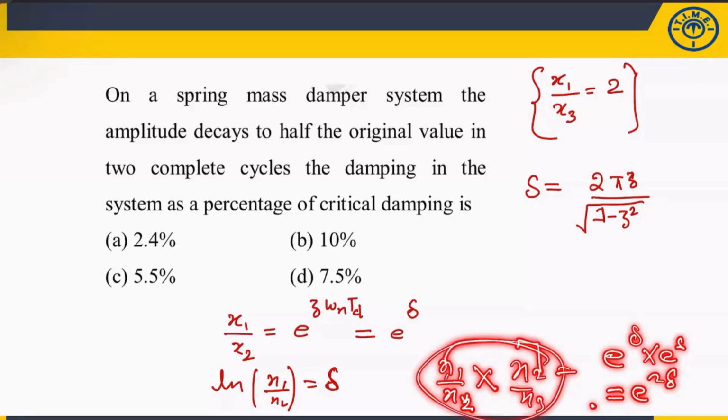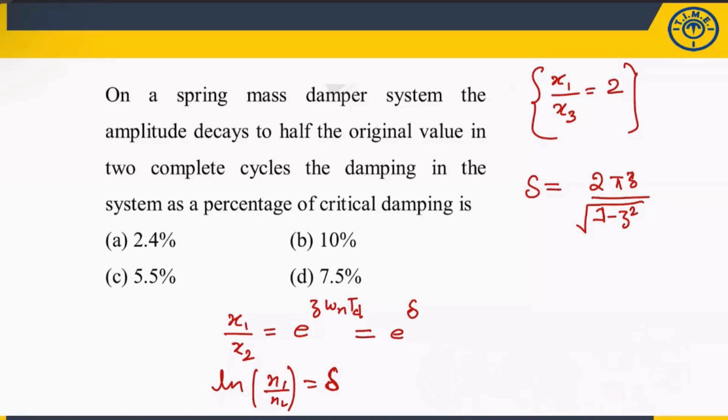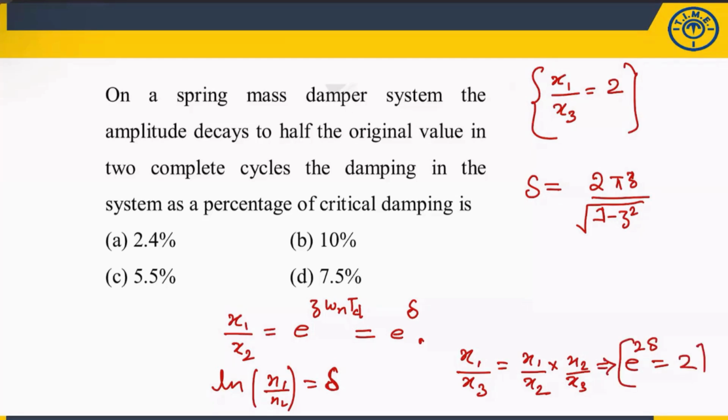Because I am taking 2 complete cycles, that's why I am using this. Suppose I want to write x1 by x3, it can be written as x1 by x2 into x2 by x3, which is equal to e to the power of 2 delta, and this value is given. So from here you can easily calculate delta, yes or no? Once you know the delta value, you can calculate zeta. But you have to mention the zeta value in percentage. Do it fast and tell me what answer you are getting.